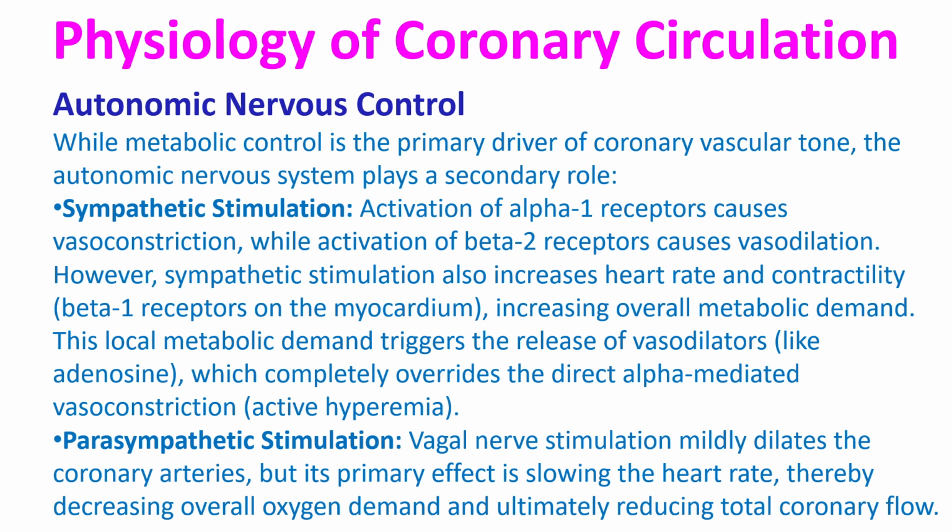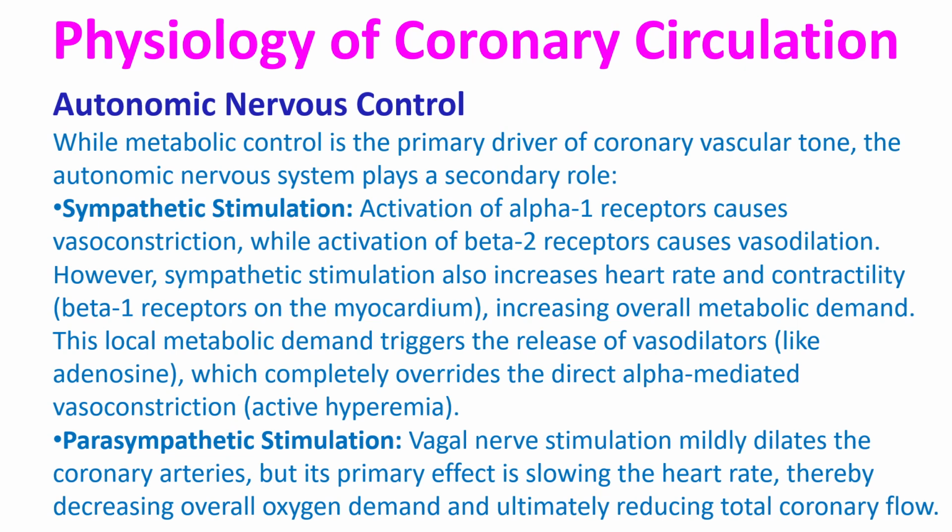Sympathetic stimulation. Activation of alpha-1 receptors causes vasoconstriction, while activation of beta-2 receptors causes vasodilation. However, sympathetic stimulation also increases heart rate and contractility, beta-1 receptors on the myocardium, increasing overall metabolic demand. This local metabolic demand triggers the release of vasodilators like adenosine, which completely overrides the direct alpha-mediated vasoconstriction, causing active hyperemia.